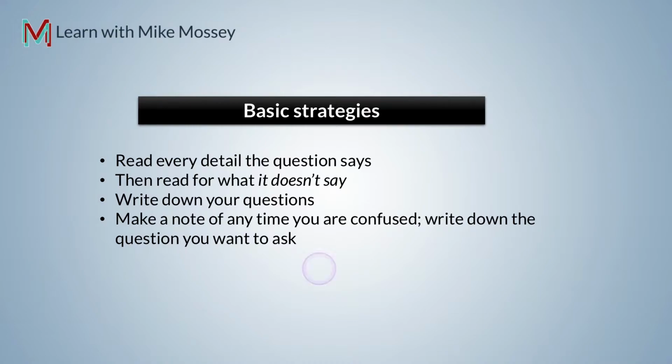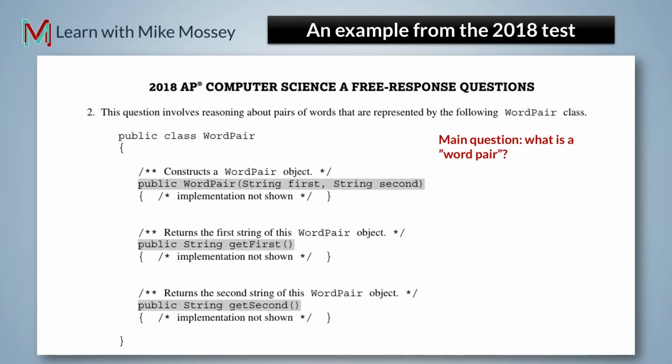Some of the basic strategies for reading a question are, first of all, read every detail the question says, then read for what it doesn't say. What's missing, what's confusing, what are you left wondering about? Write down your questions, write down the things you're not sure of. Make a note of any time you're confused and write down the question you would want to ask to get yourself unconfused. This way you're priming yourself to see that information when it comes up later in the test.